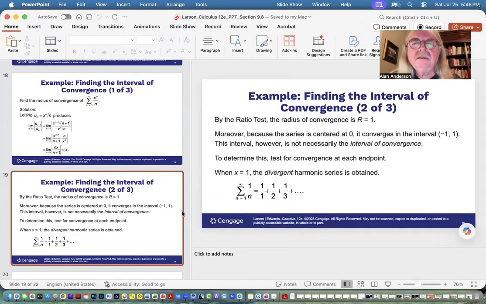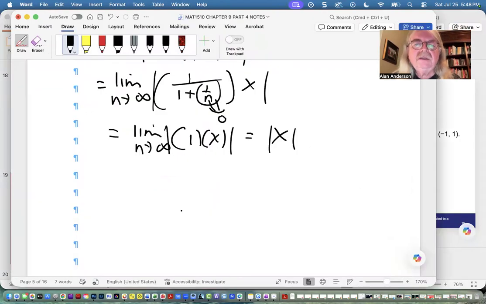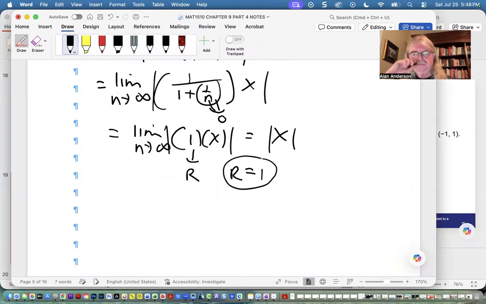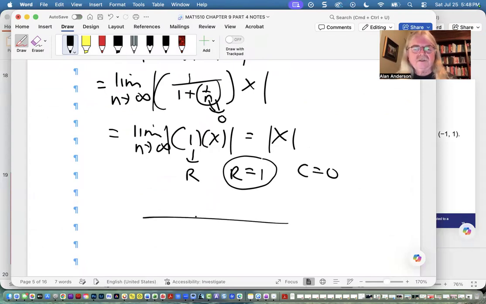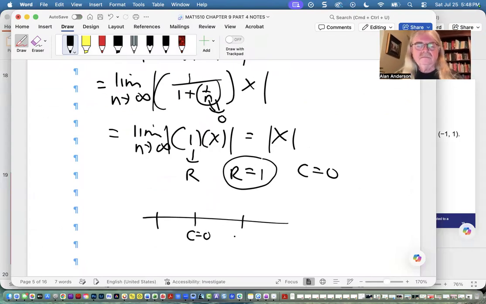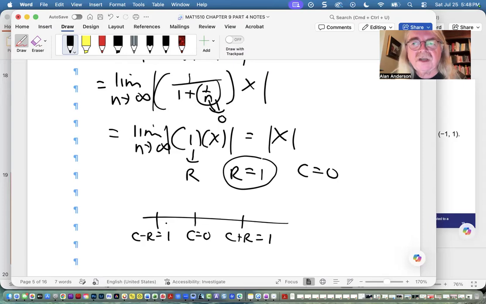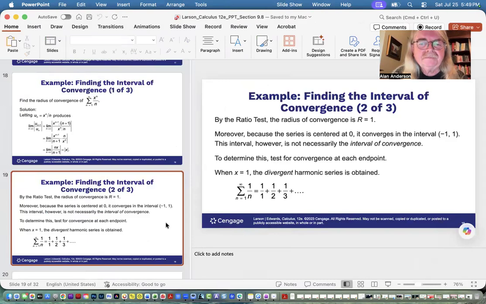So this is my R. R is 1. And since the center is 0, the interval of convergence would be... Now, here's the problem, though. We can't be sure whether the endpoints are convergent or not. We have the interval, but we have to test the endpoints.